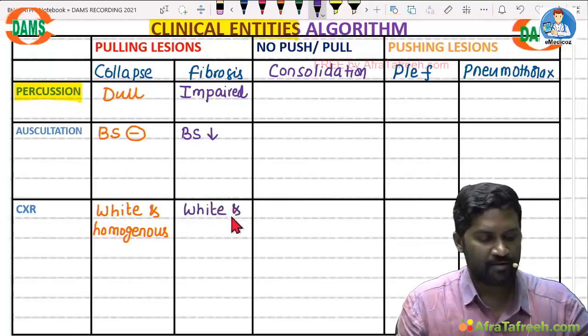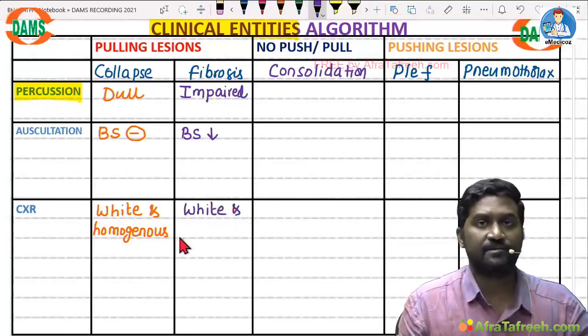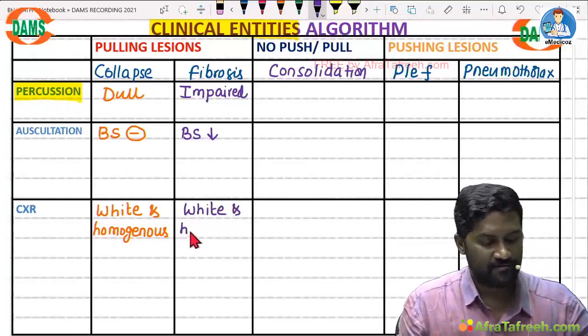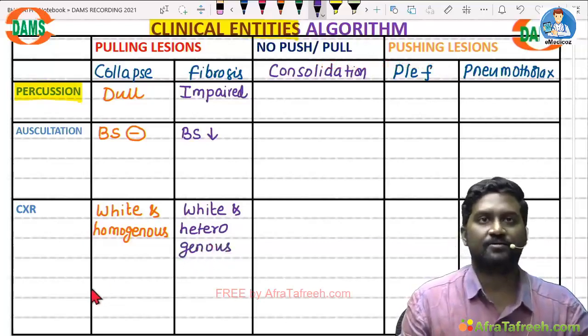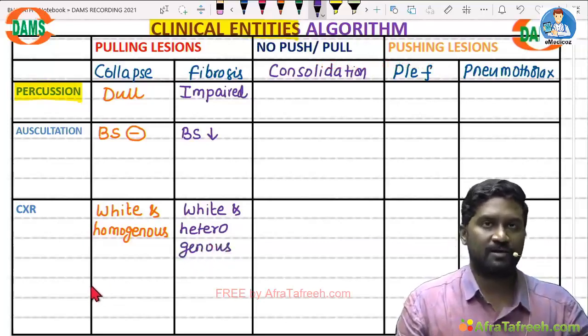Coming to the chest X-ray, because it is having less air, it will also be white. But when compared to the white of collapse, it will be a bit less white. So it will be white and heterogeneous, not completely white. White and heterogeneous.